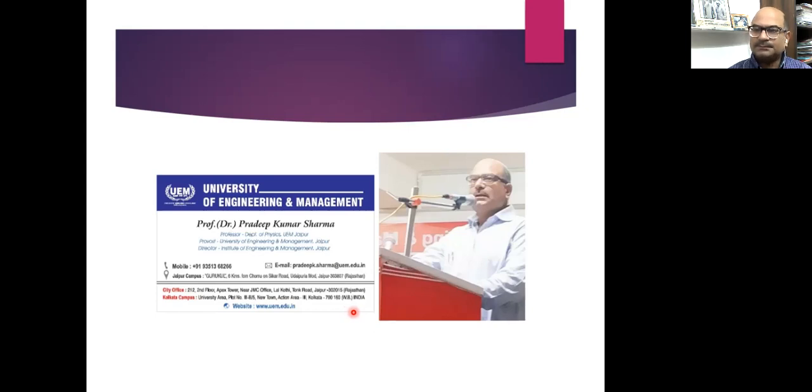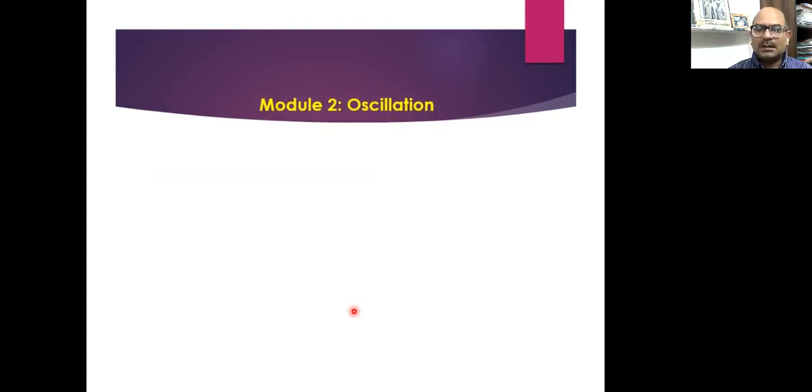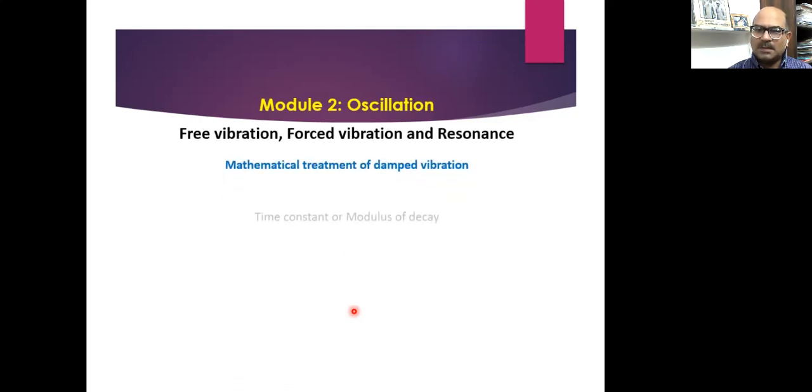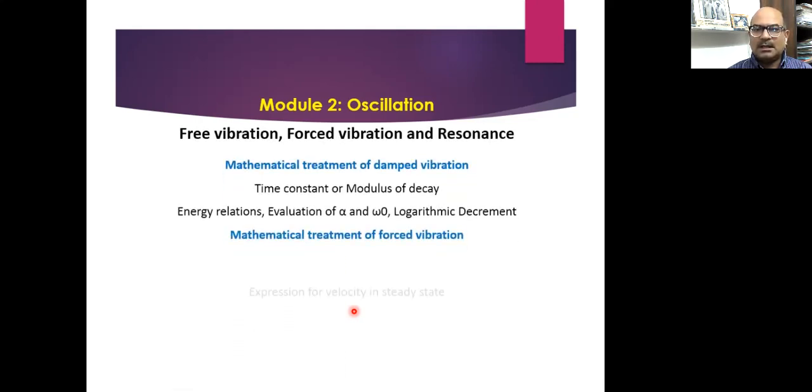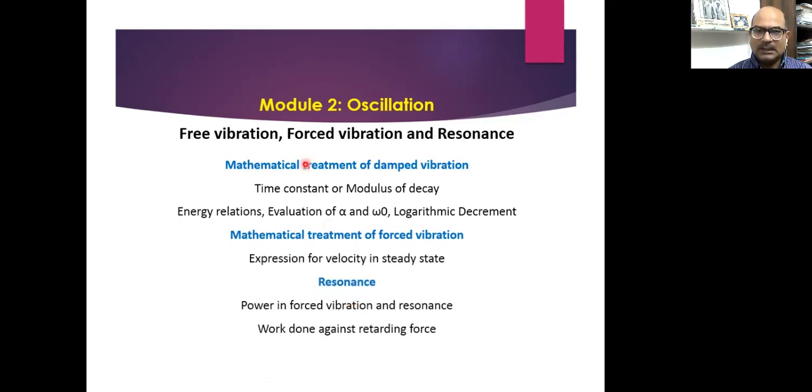So in module 2 we will be discussing all these parts, and we have just started with simple harmonic motion, that is under this free vibration part. All these parts we will discuss accordingly after having an idea how the simple harmonic motion takes place and what the total energy of the harmonic oscillator is.